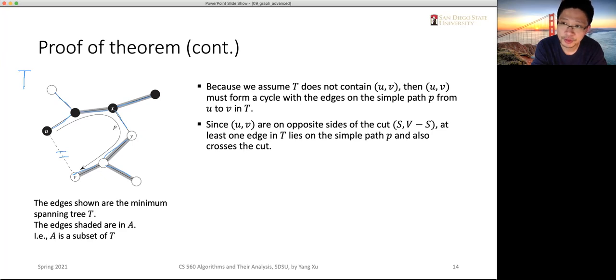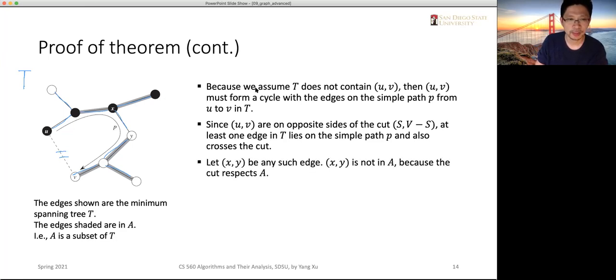Let's go back to the problem we have. Since now U and V is some light edge, the two ends, U and V, are at the opposite sides of a cut, right? So at least one edge in the tree lies on the simple path and crosses the cut, right? So that is also something we can infer from the assumption.